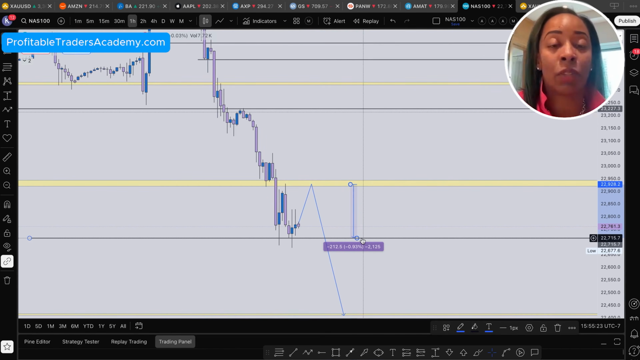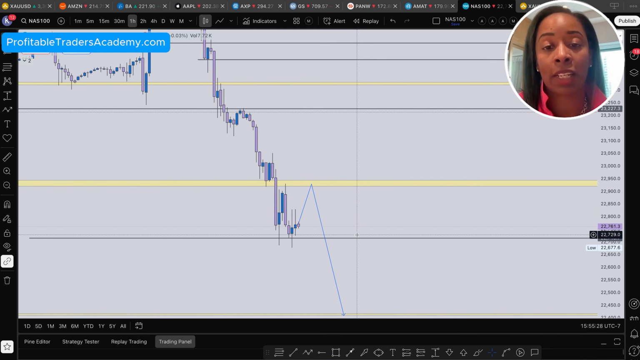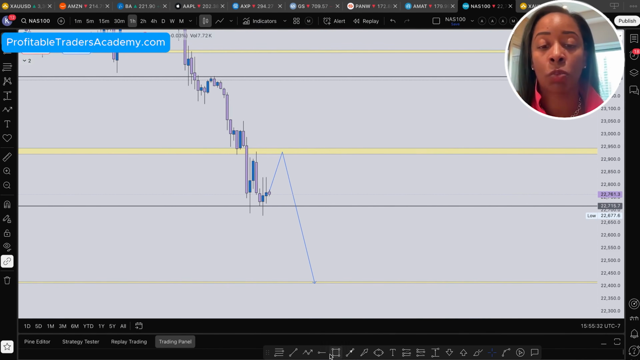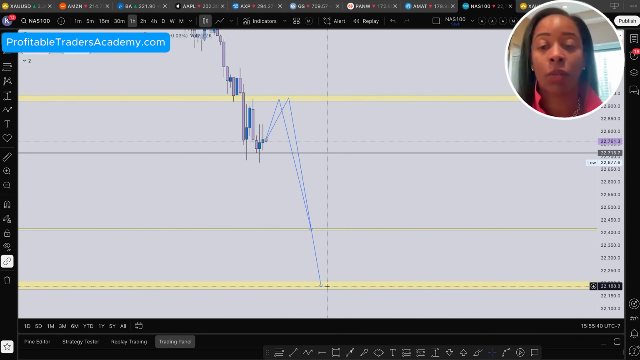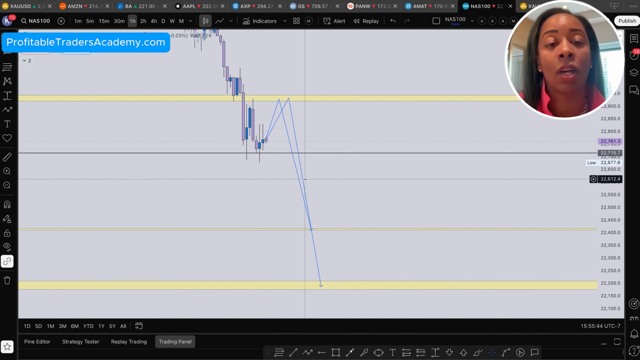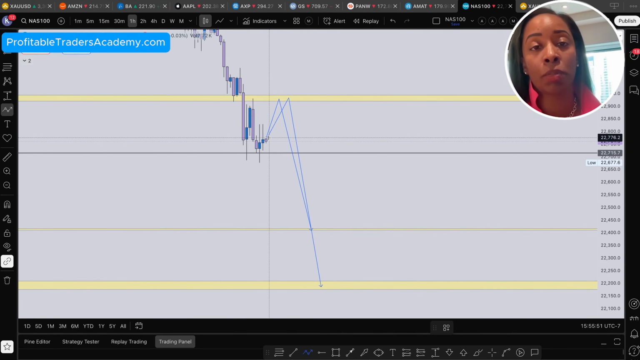And basically, we just have to be open to whatever the market does and whatever the market gives us. So I'm just going to get rid of that because it is taking up space on my chart. And then, of course, price could always do the same thing, come up here and then push down a bit further, down here to this 22,191 zone. And then, of course, based on the price action, it could start to form some sort of bullish market structure for a retracement.